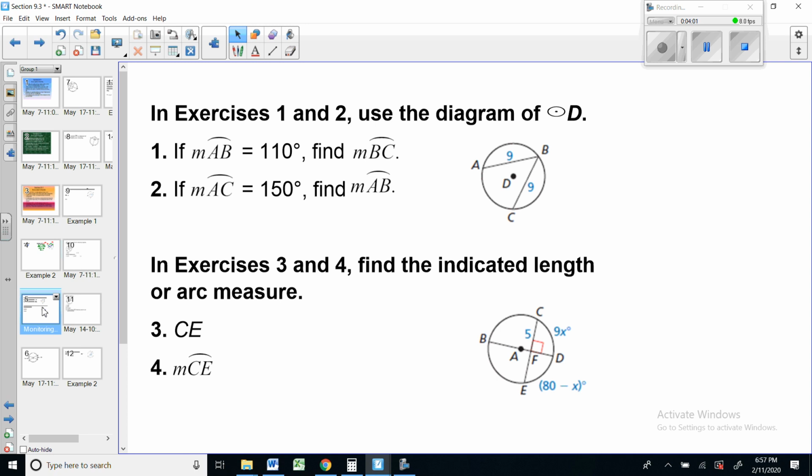Okay, in our diagram that we have here, in exercises 1 and 2, we want to use our diagram of circle D.